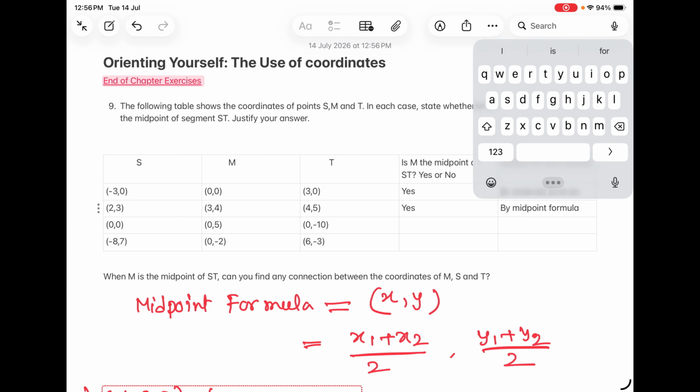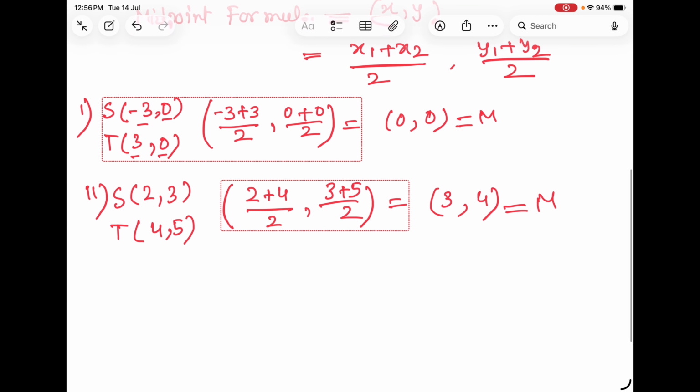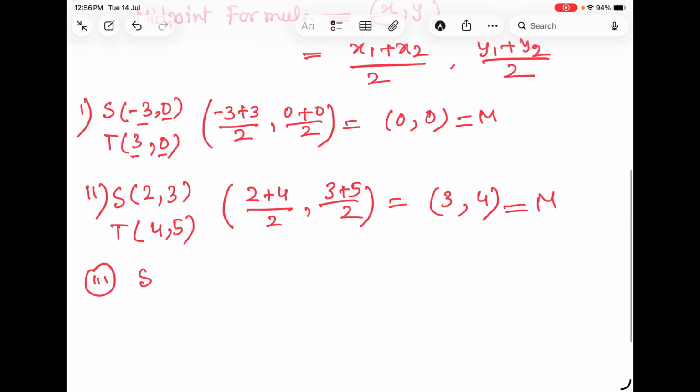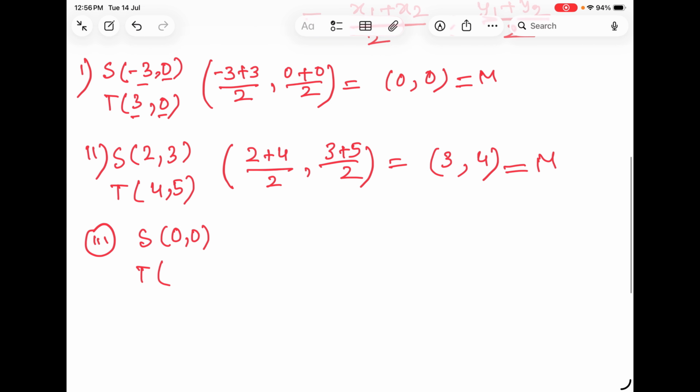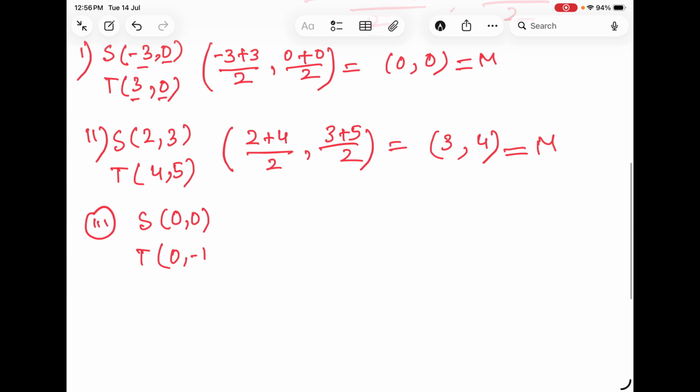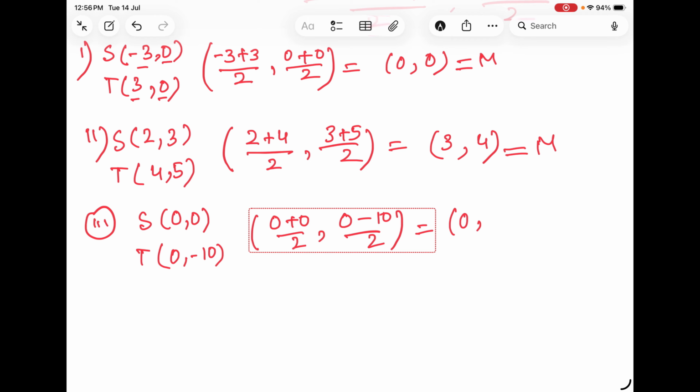Okay. Now the third one: S is given (0, 0) and T is given (0, minus 10). Let's check the midpoint of ST. (0 plus 0) by 2, and (0 plus minus 10), that is minus 10 by 2, equals 0 by 2, 0, comma minus 10 by 2, minus 5. So (0, minus 5).